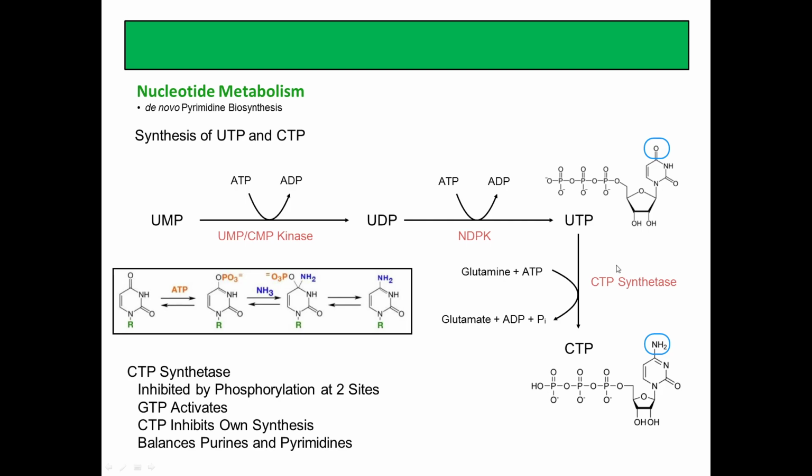Okay? All right, so once we've made CTP, this thing can go back and inhibit its own synthesis, as we showed on the previous slide. Right? And this is also balanced by ATP inhibiting the same reaction. And so if there's more ATP than CTP, we'll make more pyrimidines to catch up. If there's more CTP than ATP, we'll make more purines to catch up. So purines and pyrimidines are now balanced in their synthesis.